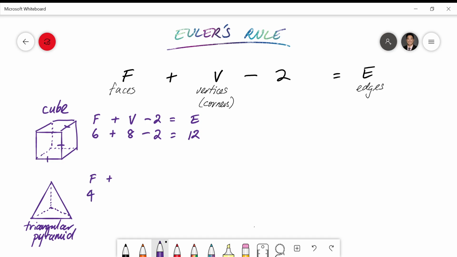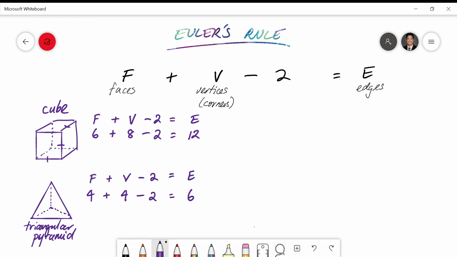Then we're going to add the number of corners that we see. So we've got 1, 2, 3, and then 4 in the corner again. Then we take 2 away to find out how many edges we have. So 4 plus 4 is 8, and 8 minus 2 is 6. Let's count that: 1, 2, 3, 4, 5, 6. 6 edges.